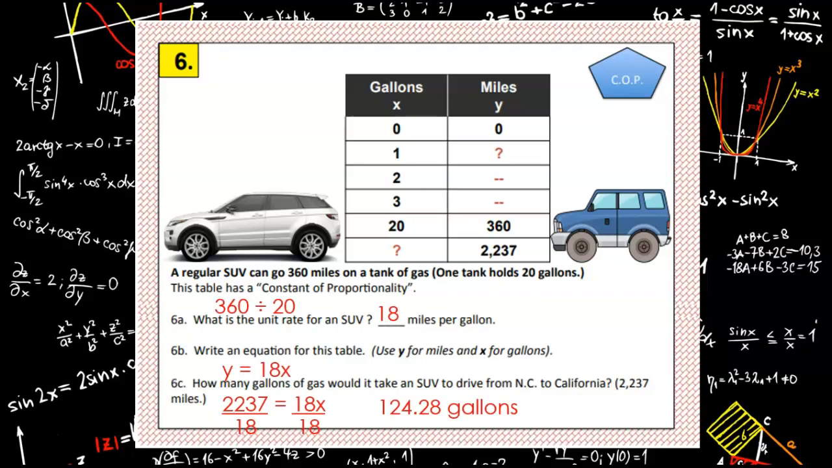All right, so that would be 360 divided by 20. So 18 miles per gallon is the unit rate. The equation would be y is equal to 18x. Plug that in to solve for 2,237 miles, and you would get 124.28 gallons is how many gallons of gasoline it would take for the SUV to drive from North Carolina to California.